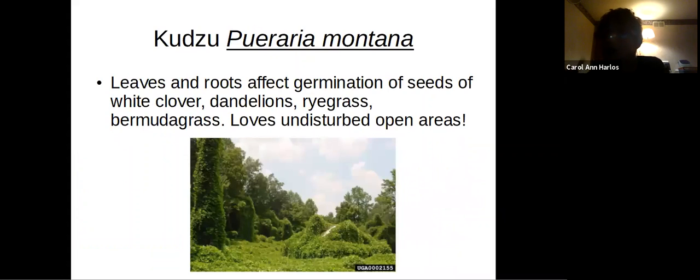Of course, I had to put kudzu in, even though we don't have it up here, because everybody has seen this picture somewhere. And it works because it keeps seeds from germinating, okay? And it loves undisturbed open areas. Just look at that. I'm sure you've seen other pictures. Okay, but the leaves, when they fall, or when the leaves are still on the plant, they give off a substance through their stomates, which affects the growth of other plants.